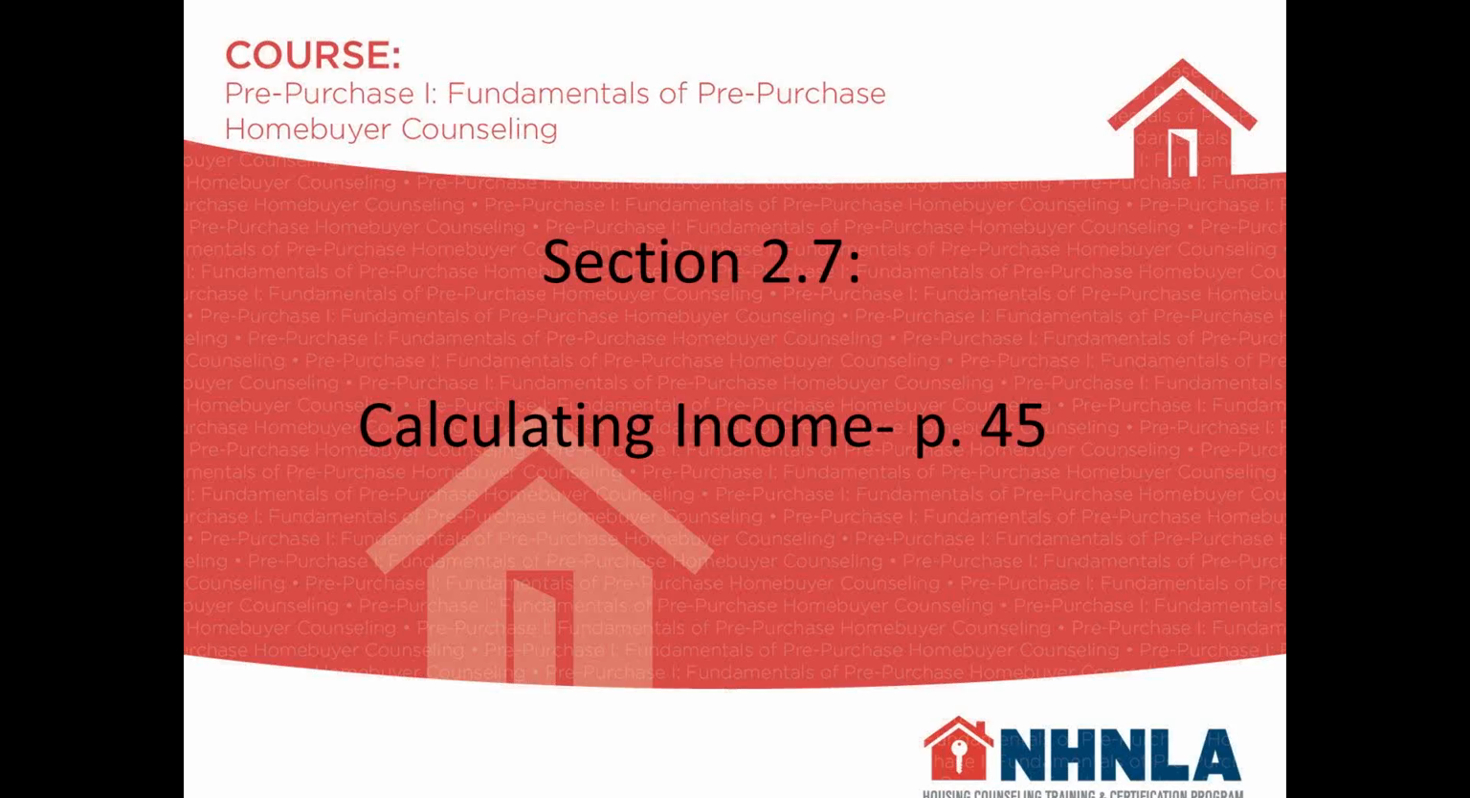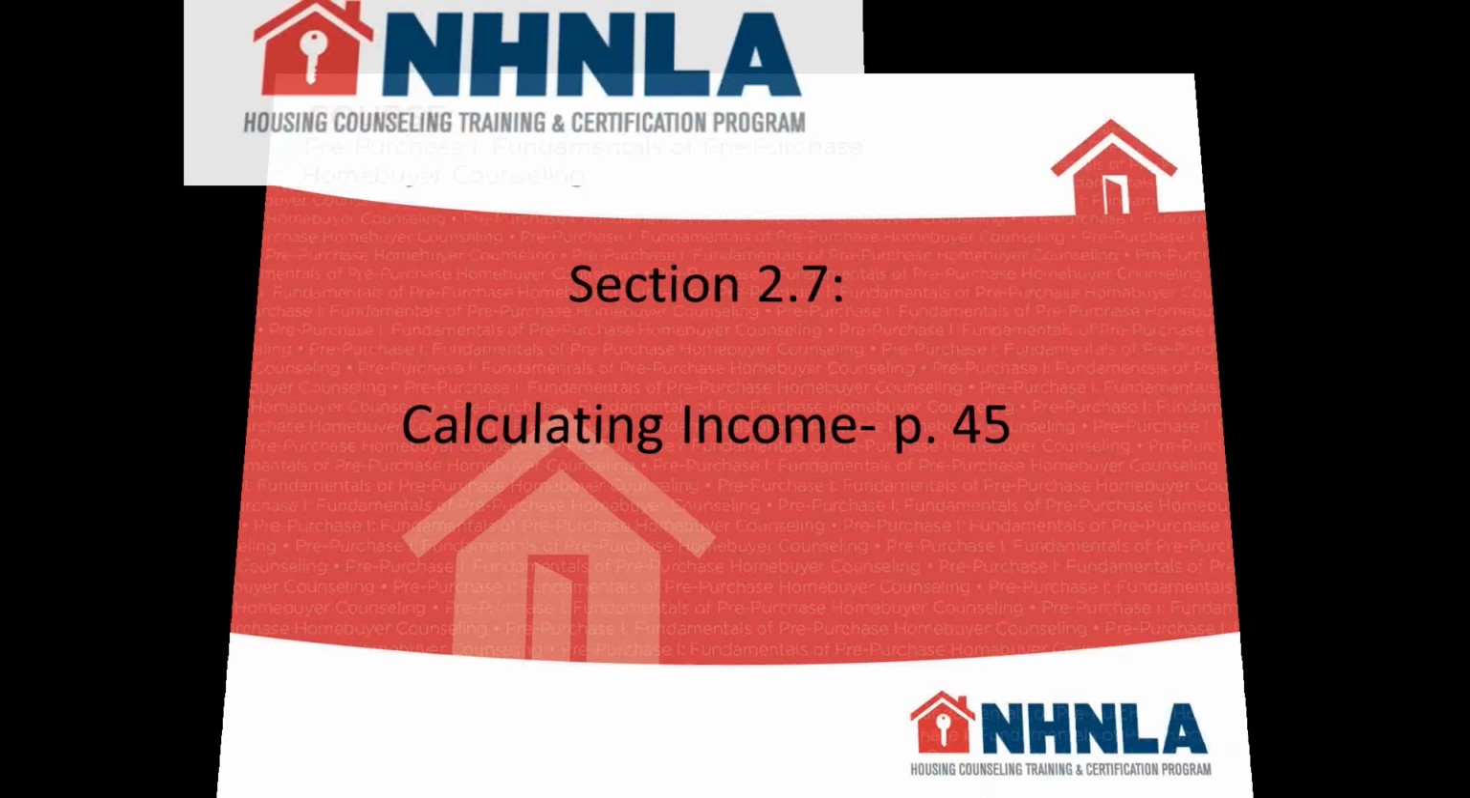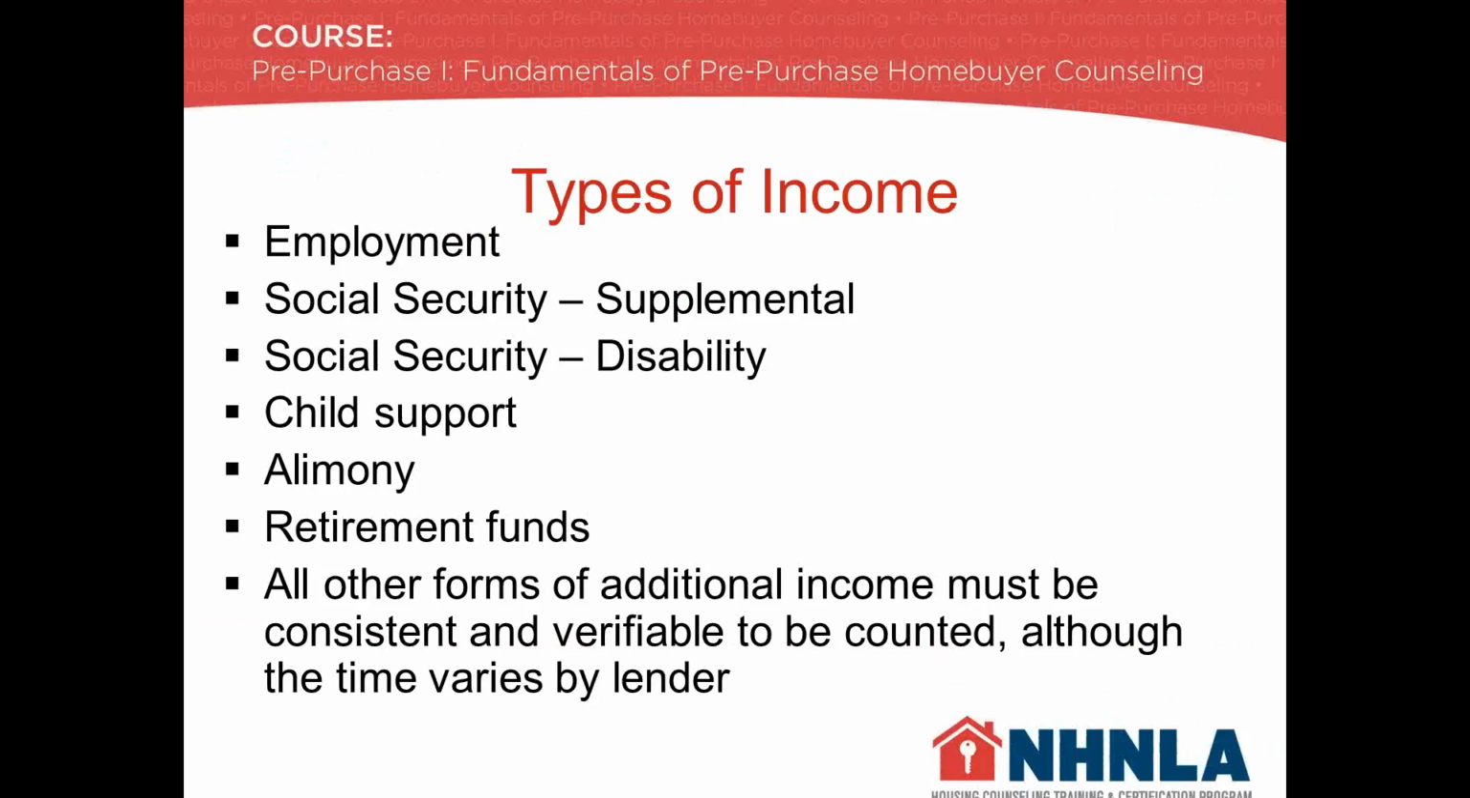Doing section 2.7 on calculating income. If you're following along in your manual, this section will start on page 45. So let's start by reviewing the various types of income that you may see from your clients, and then we'll talk more specifically about documenting these different income sources.